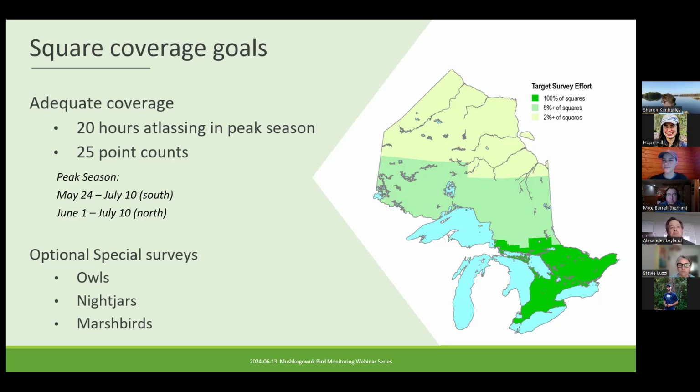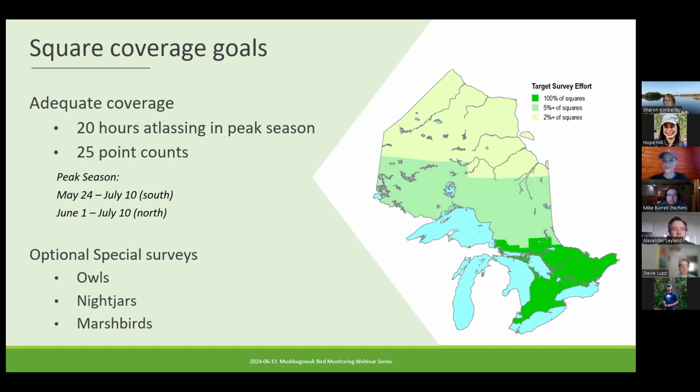Kaylin talked a little bit about those predefined locations, basically stationary for 5 minutes, and those are completed by either people who are experts and able to identify everything they see or hear, or else people with the Zoom handheld units that can be interpreted later. We do have lots of other ways that we get coverage.